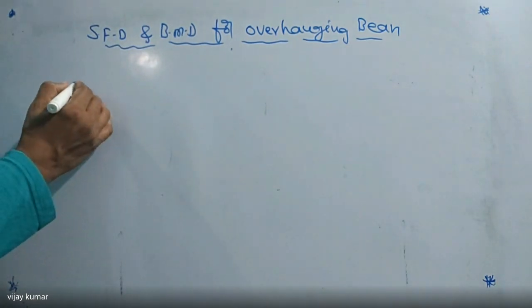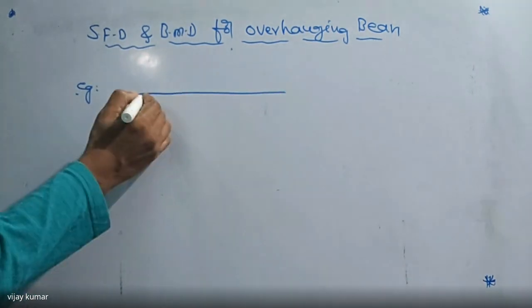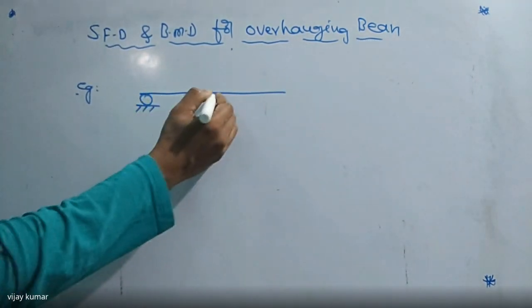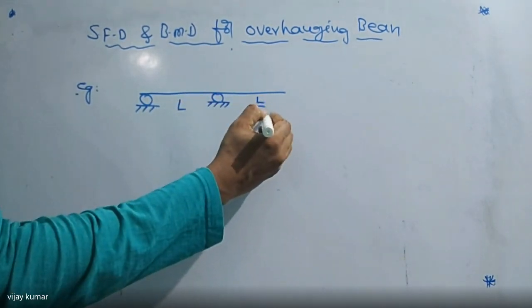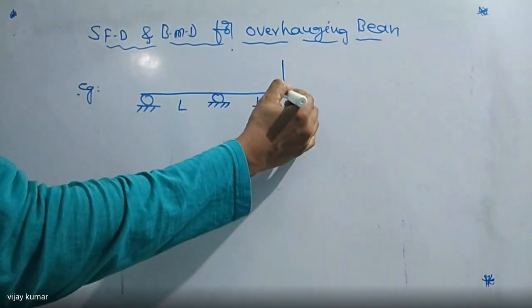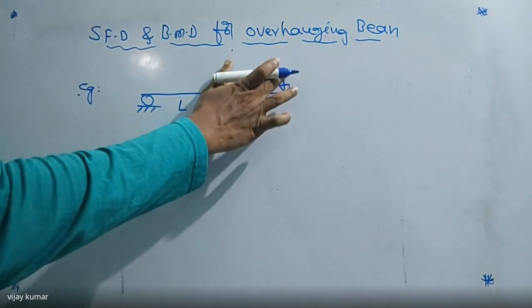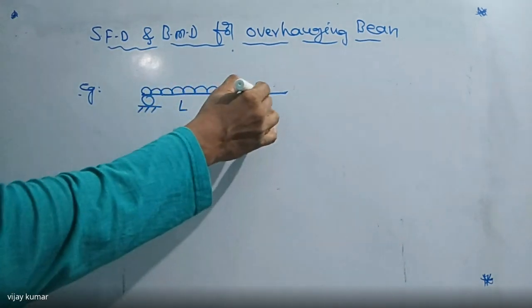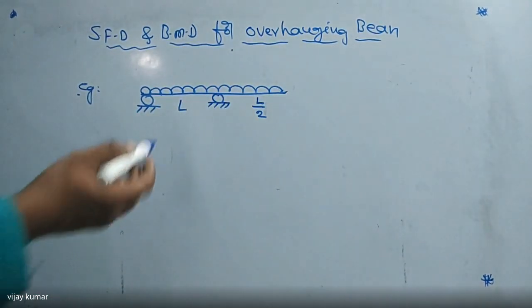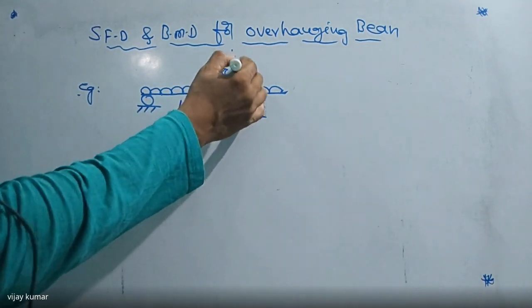So this is another example problem. This is a beam which overhangs on only one side, not two sides. This is L, and this is L by 2. And here we are going to apply a point load, or otherwise we can take a uniformly distributed load. We can take a point load at any point on the beam, whatever you want. So here also we are going to find the reaction. So this is W per meter.